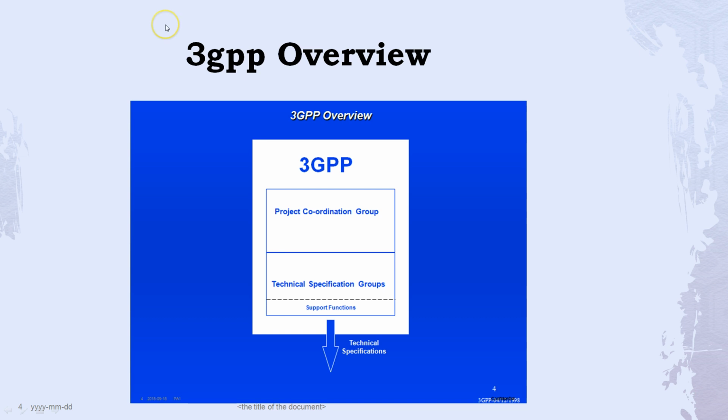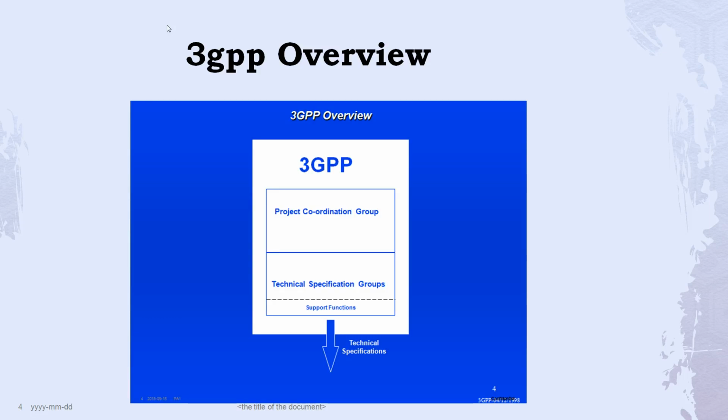Here is a little bit of an overview of the 3GPP. It contains some different boxes, as you can see here. The main box is called the Project Coordination Group, so-called PCG. This box consists of 5 people: 1 chairman, 3 vice chairmen and 1 secretary. This box is the highest decision-making group within the 3GPP.